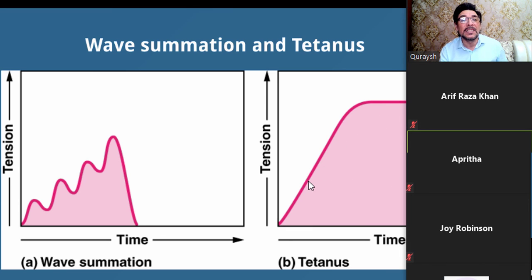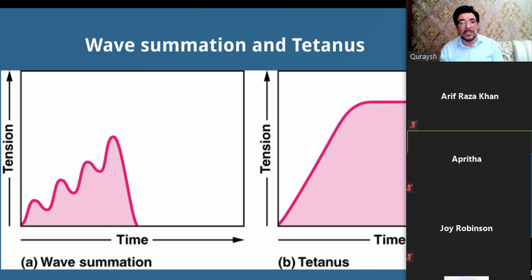This is called tetanus. If the frequency of motor neuron signaling increases, summation and the subsequent muscle tension in the motor units continues to rise until it reaches a peak point. The tension at this point is about 3 to 4 times greater than the tension of a single twitch, a state referred to as incomplete tetanus.